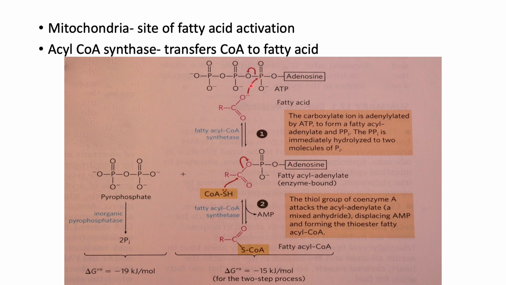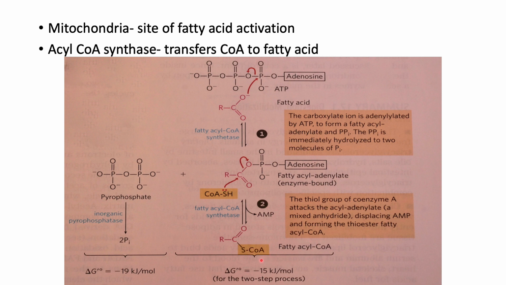So this attaches here. You get this ester, CoA then attaches here. So you need this energy linkage in order to drive this reaction to occur. AMP is released. The thiol group of CoA, the sulfur here, attacks the acyl adenylate, which is a mixed anhydride, meaning you've got carbon here and phosphate here, and these, as I've stipulated earlier, are high energy bond linkages. So AMP is displaced, and you get the thioester fatty acid here, which is fatty acyl-CoA.